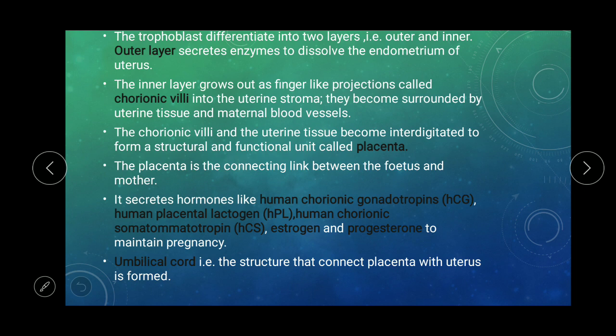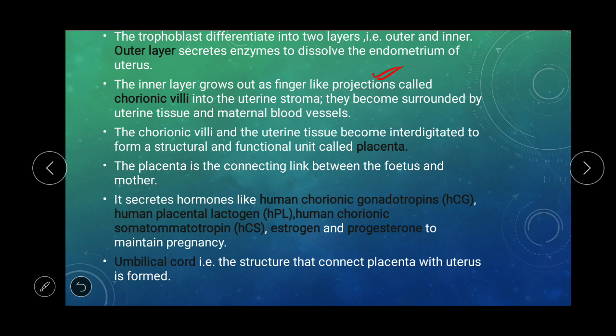So there is a chemical dialogue between the endometrial lining and the trophoblast, and this ensures the implantation. At this time, the trophoblast will form the connection between the endometrial lining and the fetus, that is the developing blastocyst, and the inner layer of the trophoblast will form finger-like projections, and these finger-like projections are called chorionic villi.